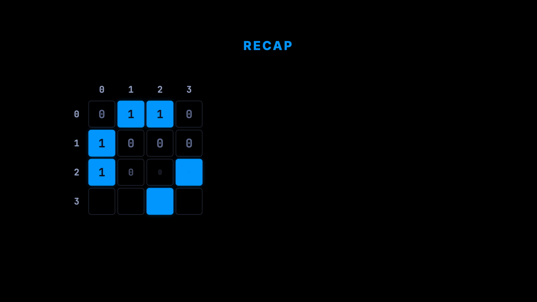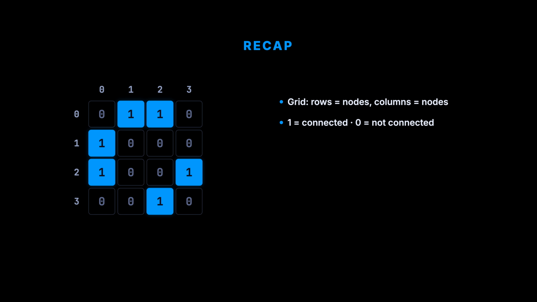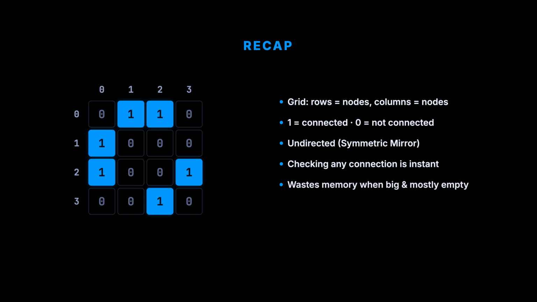Let us quickly bring it all together. An adjacency matrix is just a grid. Rows are nodes, columns are nodes. A 1 means connected. A 0 means not connected. For an undirected graph, the grid is a symmetric mirror. Checking any connection is instant, but it can waste memory when the graph is big and mostly empty. And that is it. You now understand the adjacency matrix completely. Not as some scary term from a textbook, but as a simple yes or no grid.